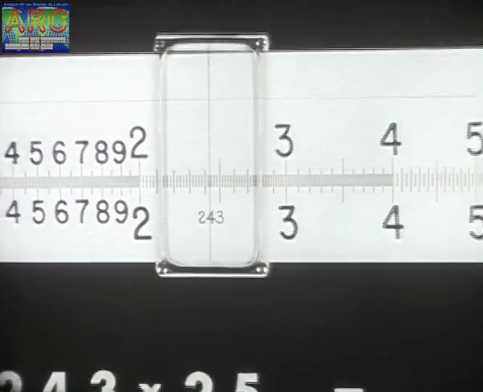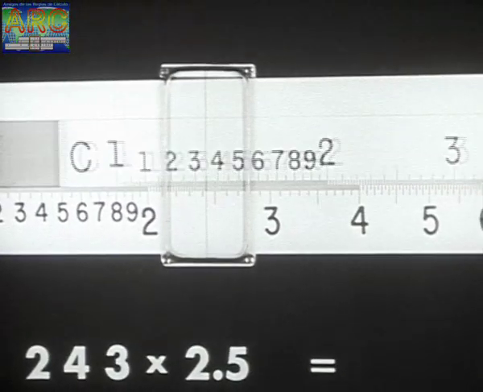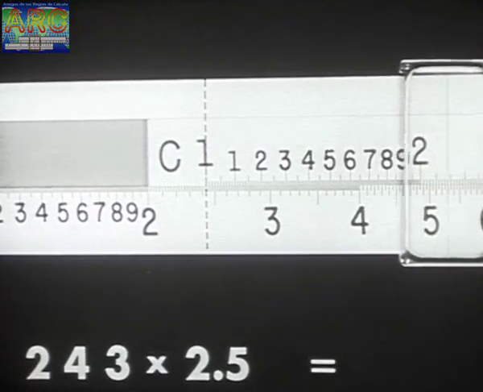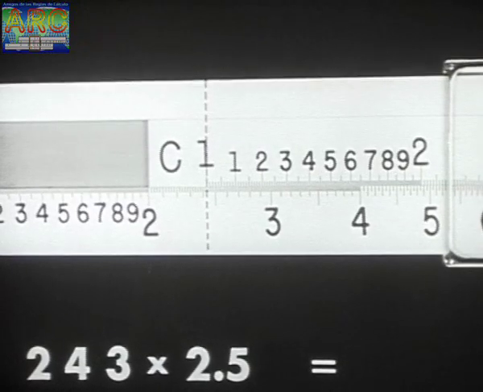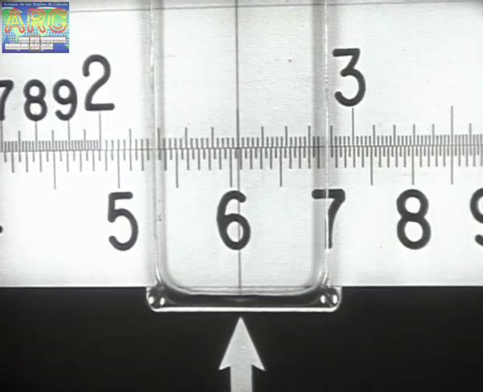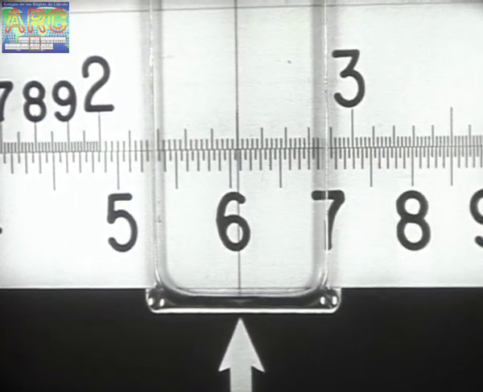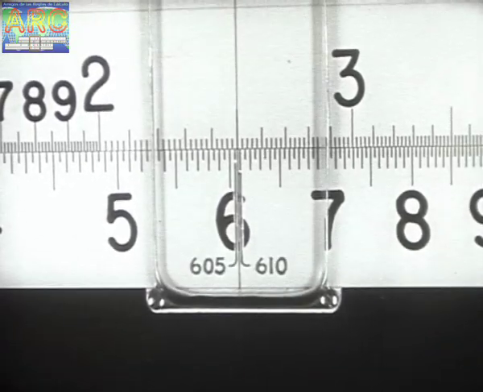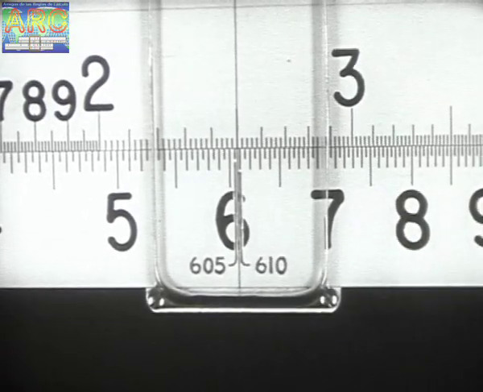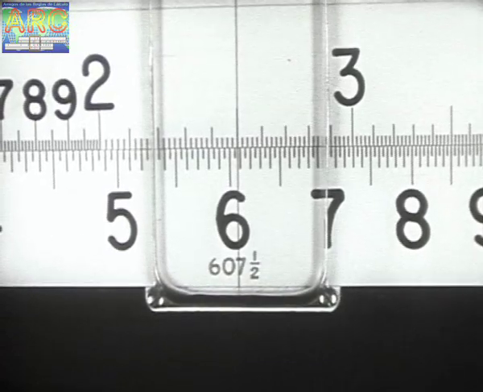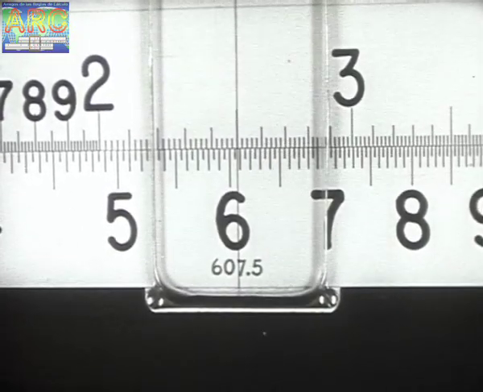Having found 243, slide the index to it. Now move the hairline to the position for 2.5, and under the hairline read the answer on D. The answer does not fall on a mark. However, it does fall about halfway between 605 and 610. Therefore, we conclude the answer is 607 1/2, or in terms of decimals, 607.5.